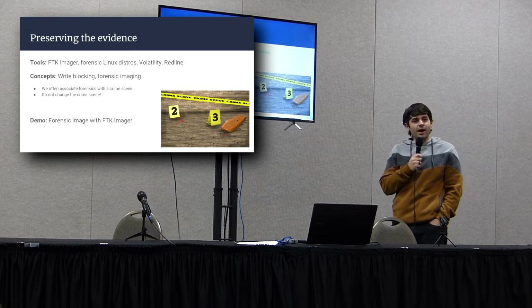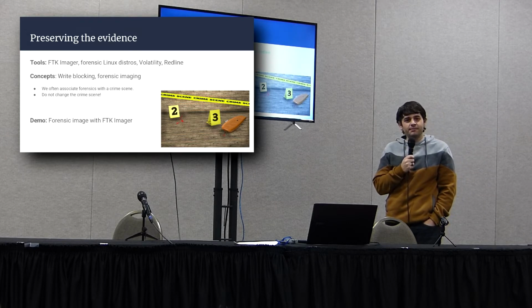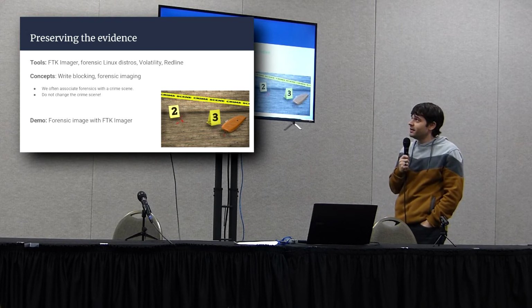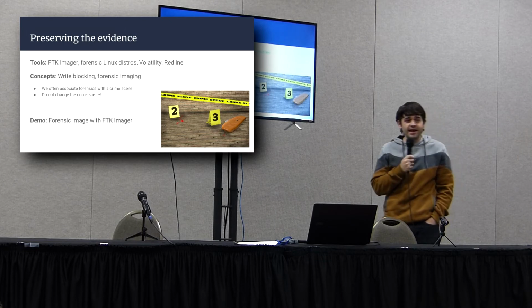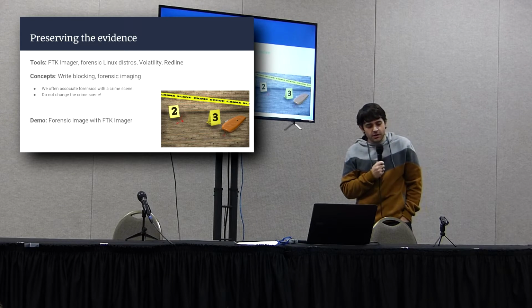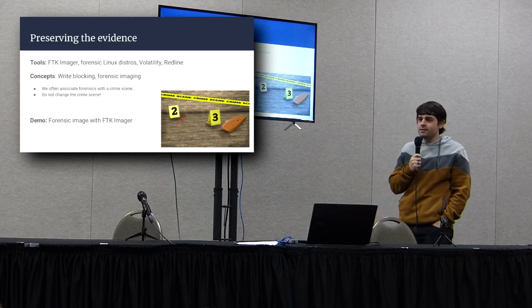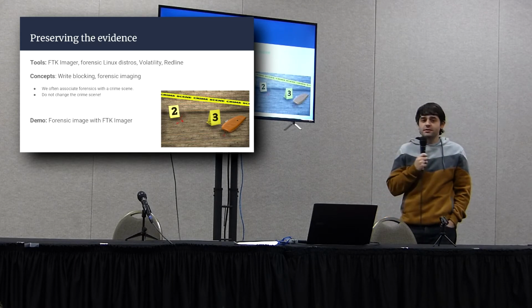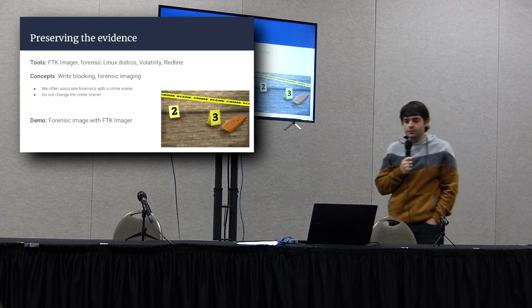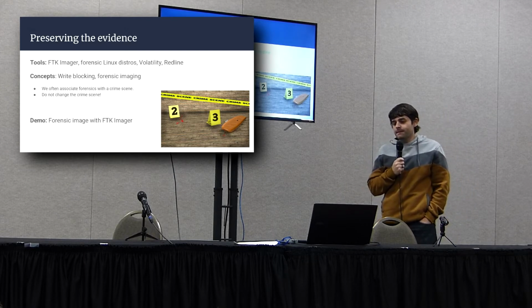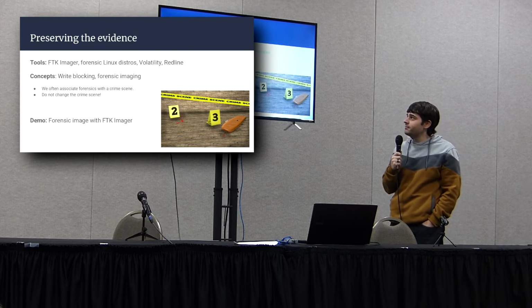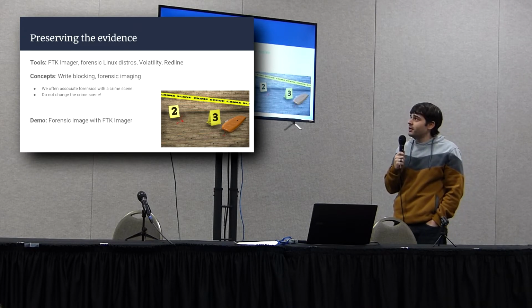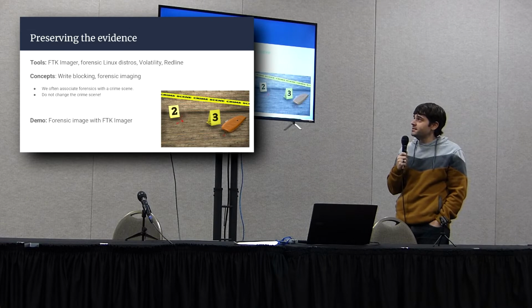So we already talked about why we do it and why it's important. There are some free tools out there: FTK Imager, forensic Linux distributions such as CAIN, which stands for the Computer-Aided Investigative Environment. Volatility and Redline are also wonderful tools. Preserving the evidence is important for credibility. I want to talk about a couple of forensic concepts.